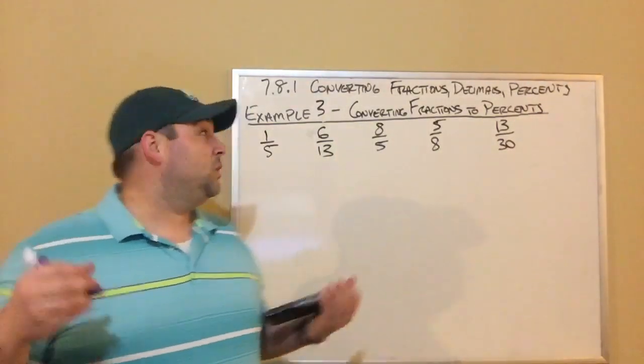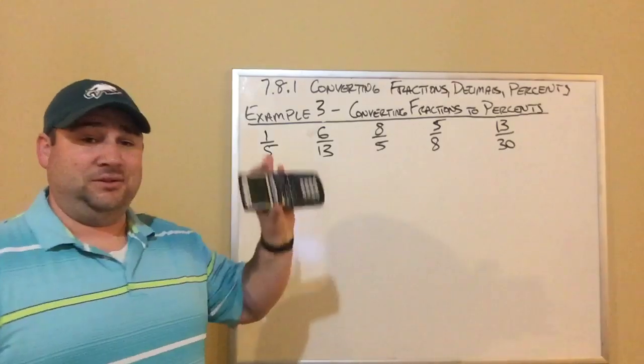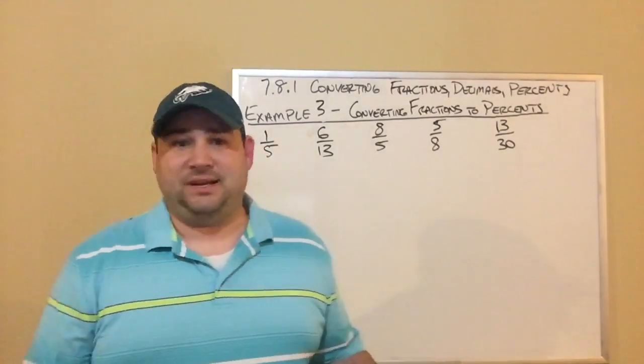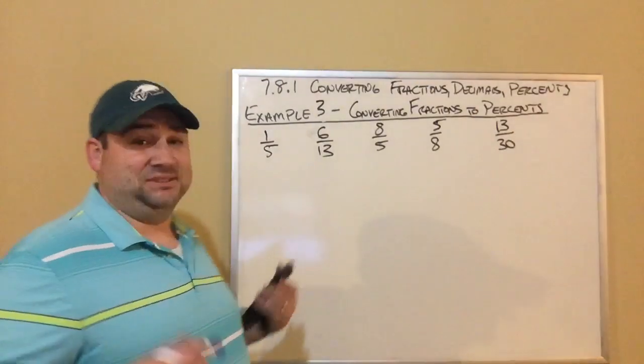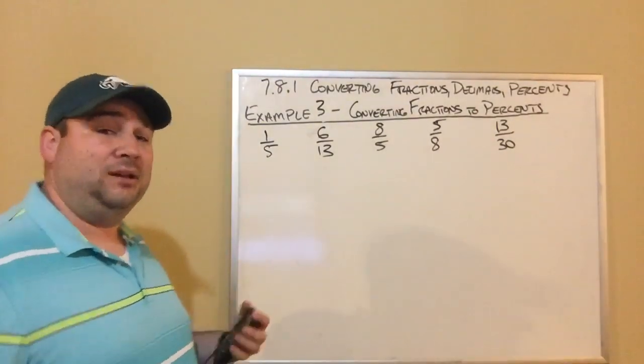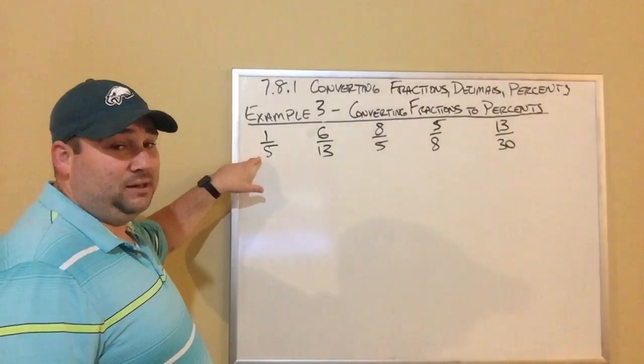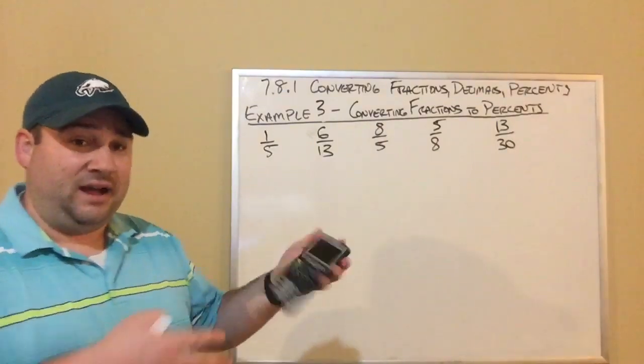All right, 7th grade. We're at example 3 here, converting fractions to percents. You can see I have my calculator here. You're allowed to use a calculator on these. They're actually quite easy with a calculator. So to convert a fraction to a percent, all you got to do is take the numerator and divide it by the denominator. So I do in my calculator 1 divided by 5.